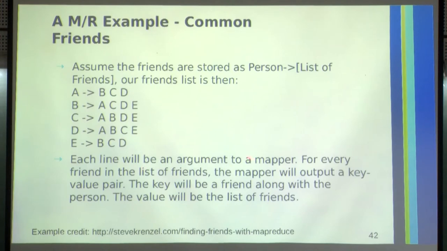So each line is going to be an argument to a mapper, effectively. The big graph would be split up appropriately, and each mapper would then read through each of the lines and create something that it would then send on to be combined and reduced. So what would that be? The question is, what would be the key that each mapper will produce, so that you get the appropriate combinations taking place?